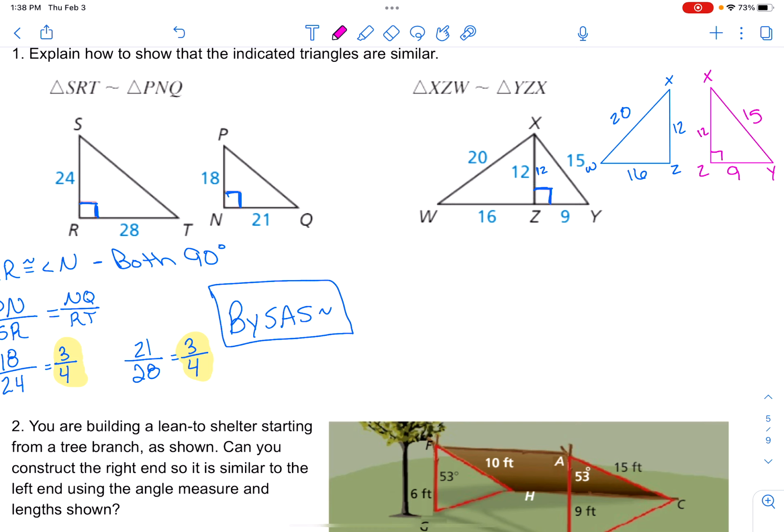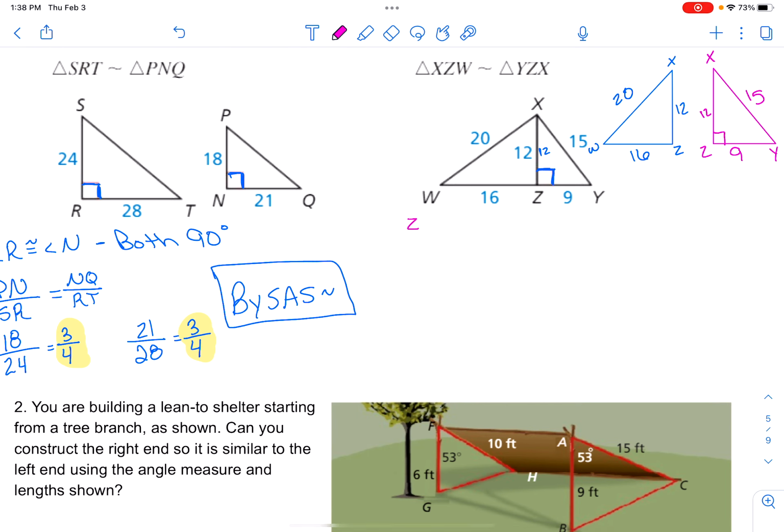And then we know that this angle is 90. Since we don't know if our other angle of Z is 90 because they didn't specify, we have to look and see if this has side, side, side similarity. So remember, you have to put your short side with your short side. So we would have side ZY with side ZX. ZY is 9, ZX is 12. 3 goes into 9 3 times, and it goes into 12 4 times.